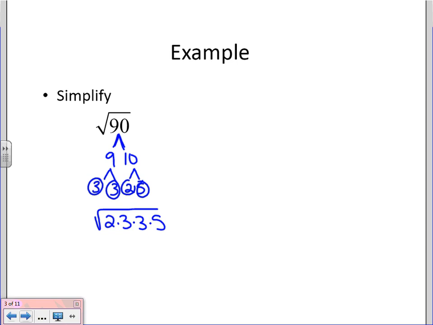Pairs come in 2. So I've got two 3s here. No other pairs, just one set of 3s. And what I want to do is cross it out, bring it out, and whatever I'm left with underneath, I'm going to multiply together. So 2 times 5 is 10. So the square root of 90, simplified, is 3 square root 10.